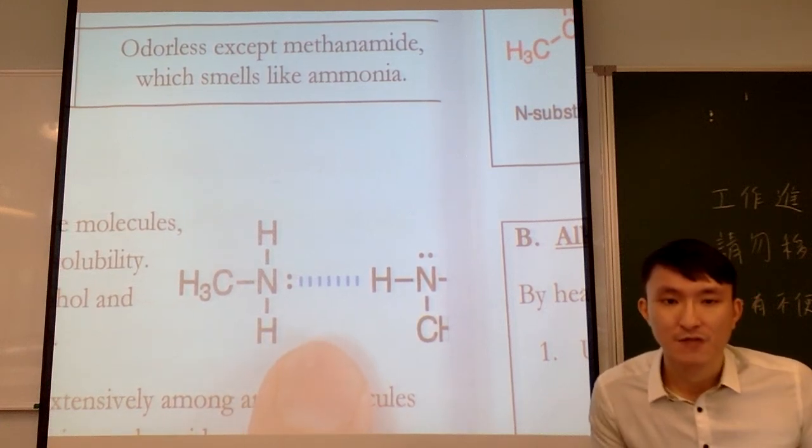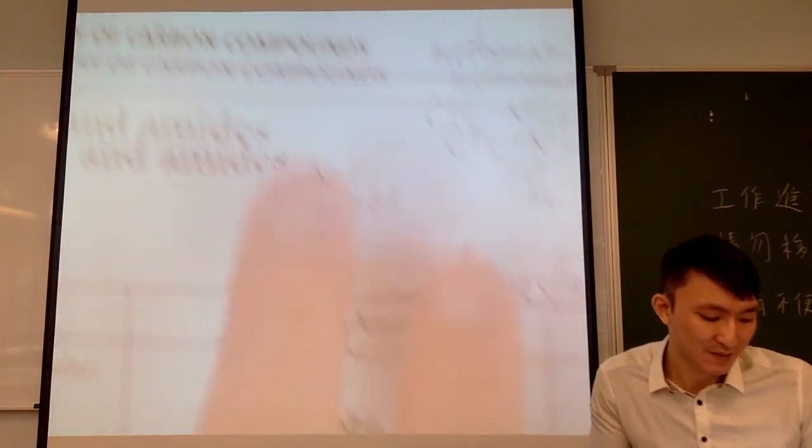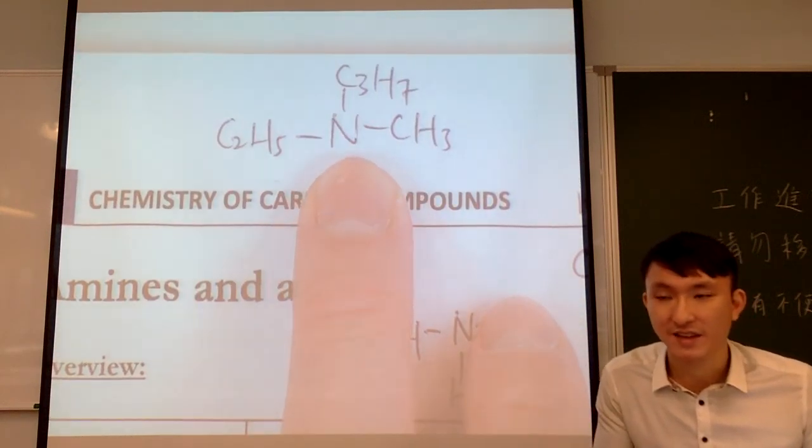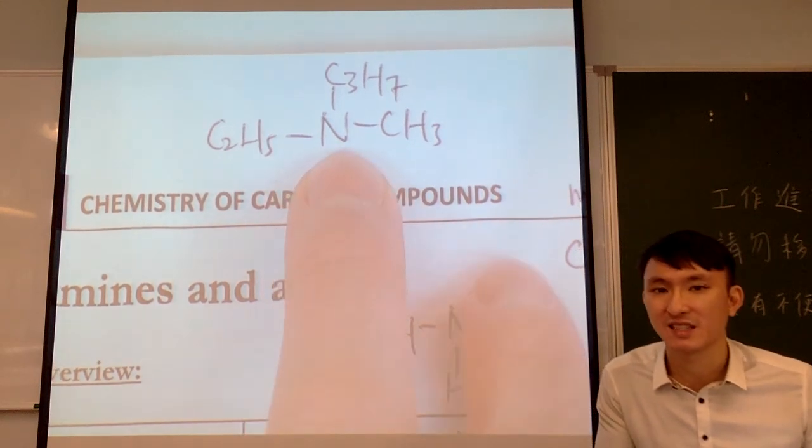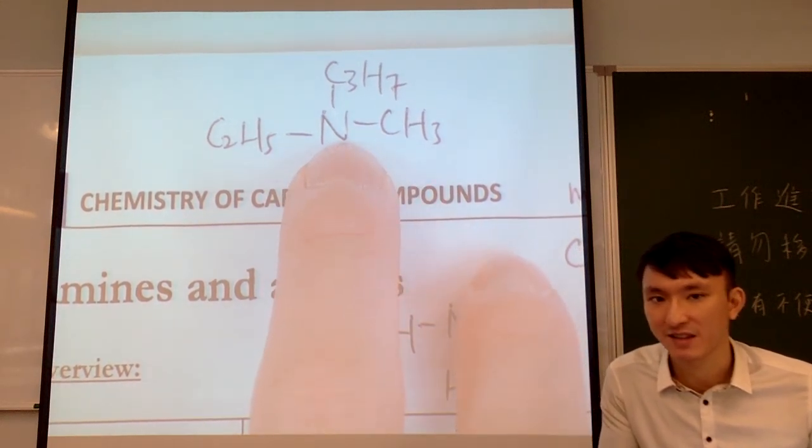Okay? Now this is how the formation of hydrogen bond between the amine molecules. Okay? Now for tertiary amine, that means something like this. It does not have hydrogen bond between themselves because they do not have hydrogen atom attached to the nitrogen atom directly. Okay?